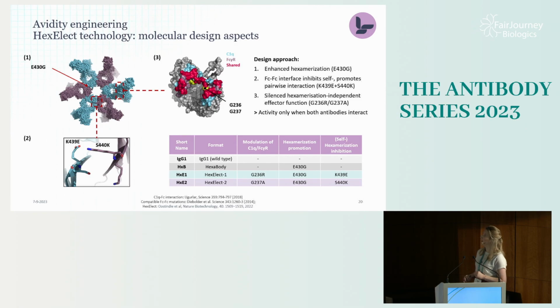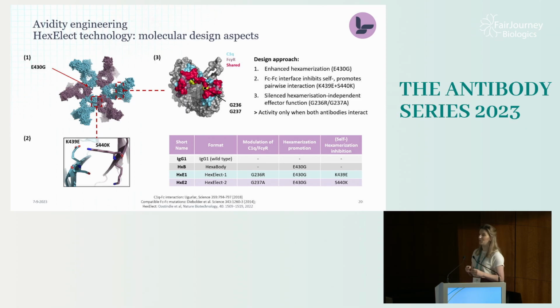So what do the molecular design aspects of this technology look like? I'd like to walk you through it. If you start on the top left, we have the hexamer, and we're achieving this by introducing an E430G mutation, because many targets are sensitive to hexamerization once we introduce this mutation. So that was the first.